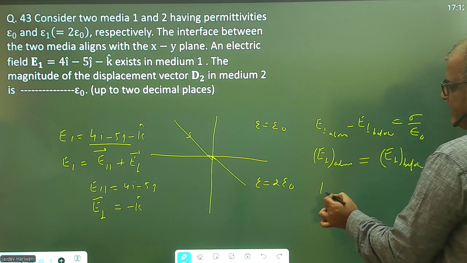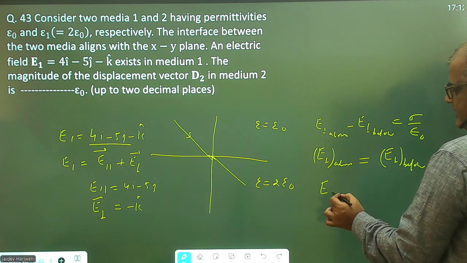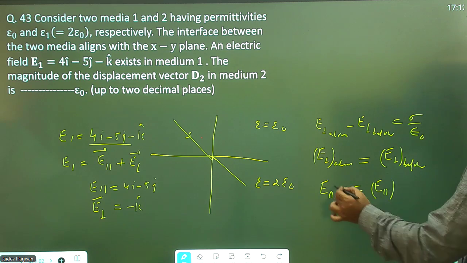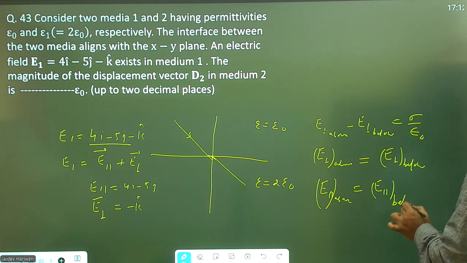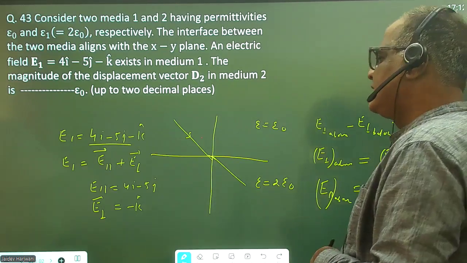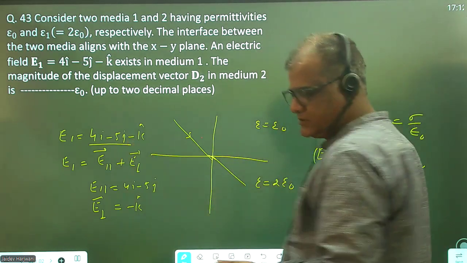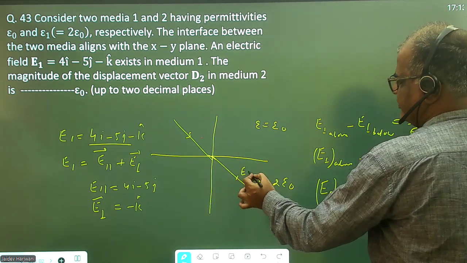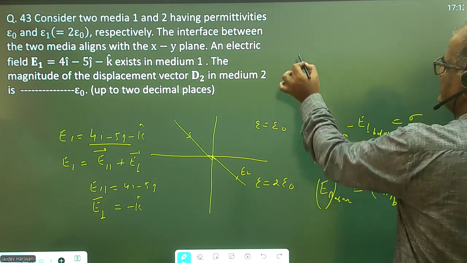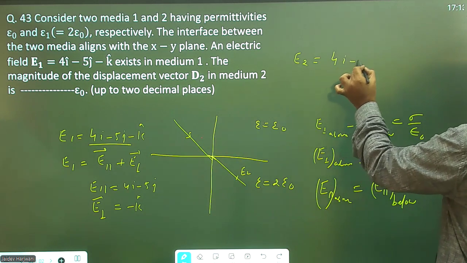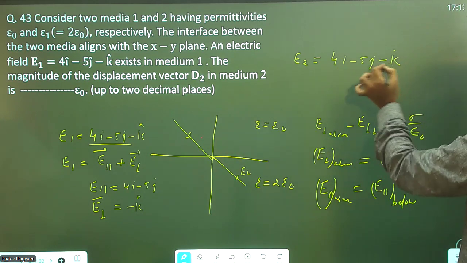And you know the parallel component is always continuous: E parallel above is equal to E parallel below. These are always continuous in electrostatic boundary conditions. That means both the components are continuous, so the electric field does not change. So if I say that in medium 2 the electric field is E2, then E2 will also be equal to the same 4I minus 5J minus K cap.